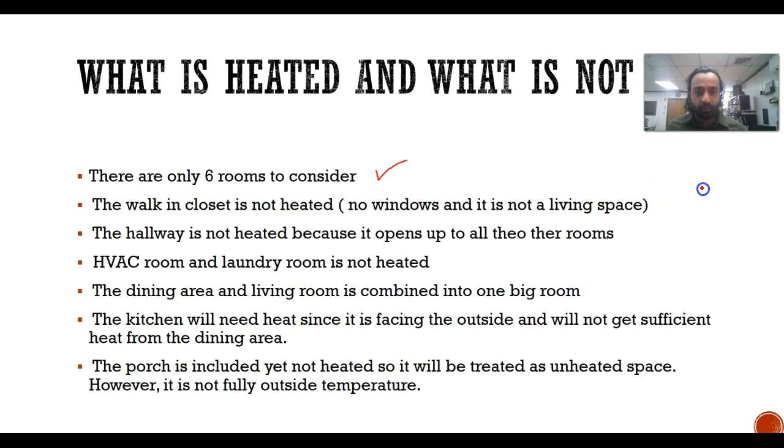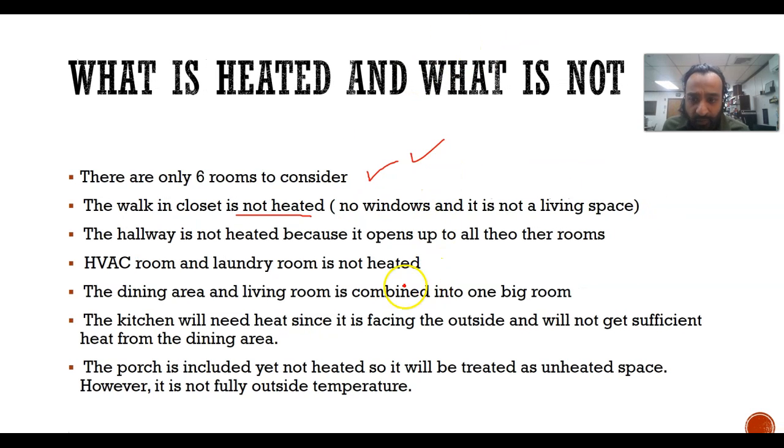The walk-in closet is not going to be heated and does not have windows outside, so that's a given. And the hallway is not heated again. And the HVAC room here again does not need heat because it has its own supply of heat. And if you look, you can just follow the dot in here. Dining area and living room are combined into one big room. Again, that's an option. You don't have to do it this way. You can do it another way, but I'm just giving you an option to combine this into one big calculation. There's no one right answer for this.